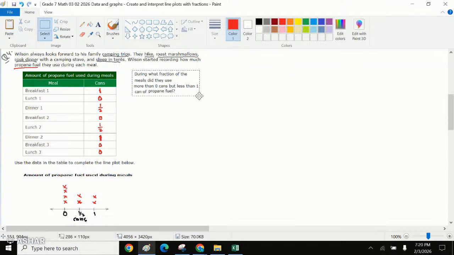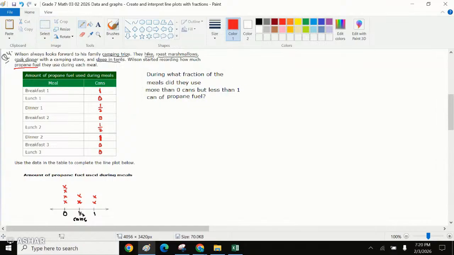Okay. So I'll just rephrase this. This is our first part of the question that says, during what fraction, they want the fraction to be the answer, of the meals did they use more than 0 cans, but less than 1 can? More than 0 and less than 1 means only half is there, right? That means they used 2 cans. And how many were the total cans? 4 plus 2 is 6. 6 plus 2 is 8. Agreed? And this can be simplified to 1 upon 4. Agreed?